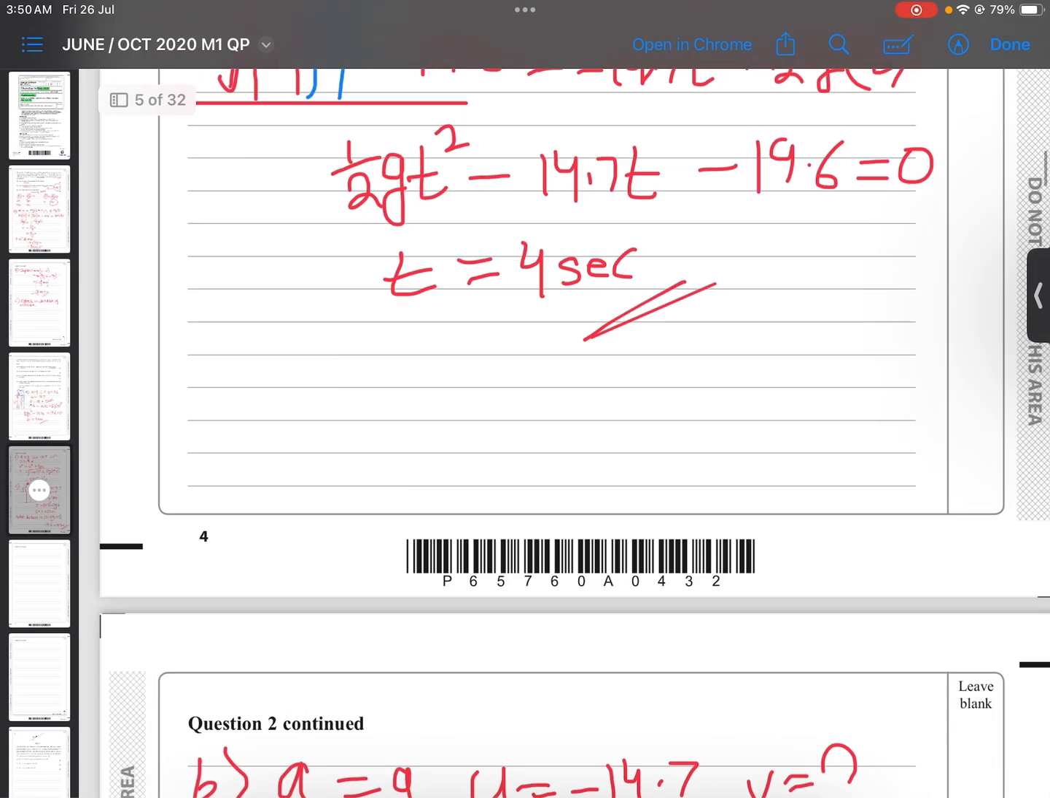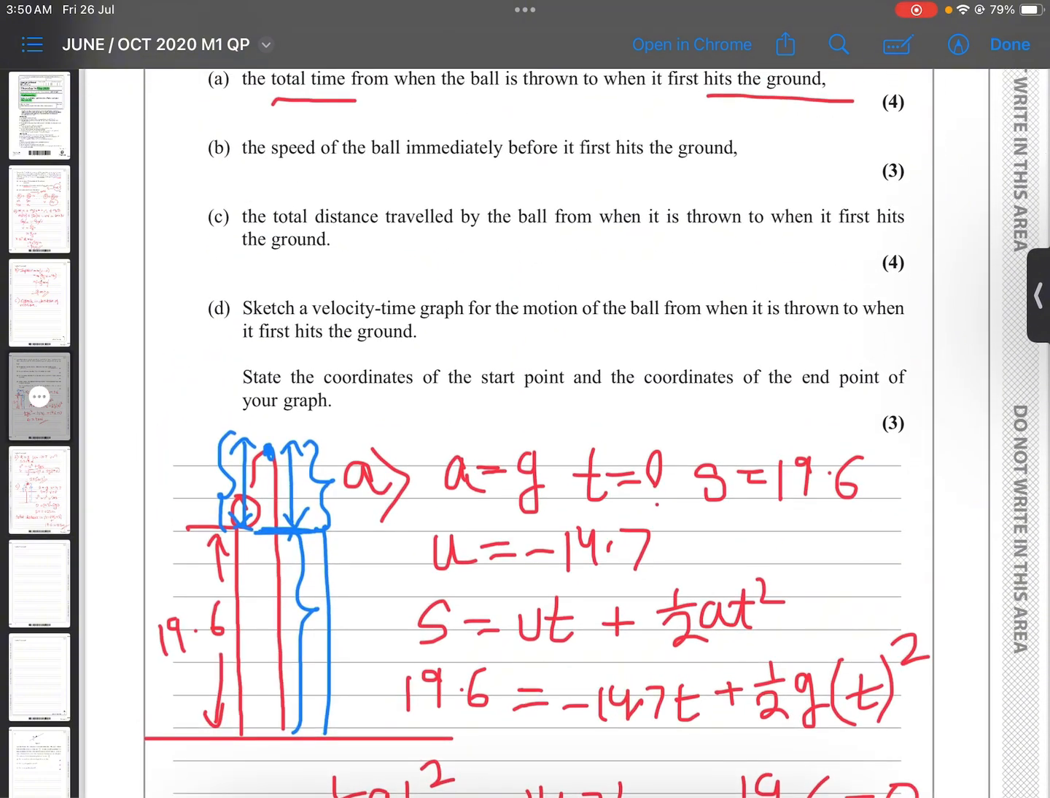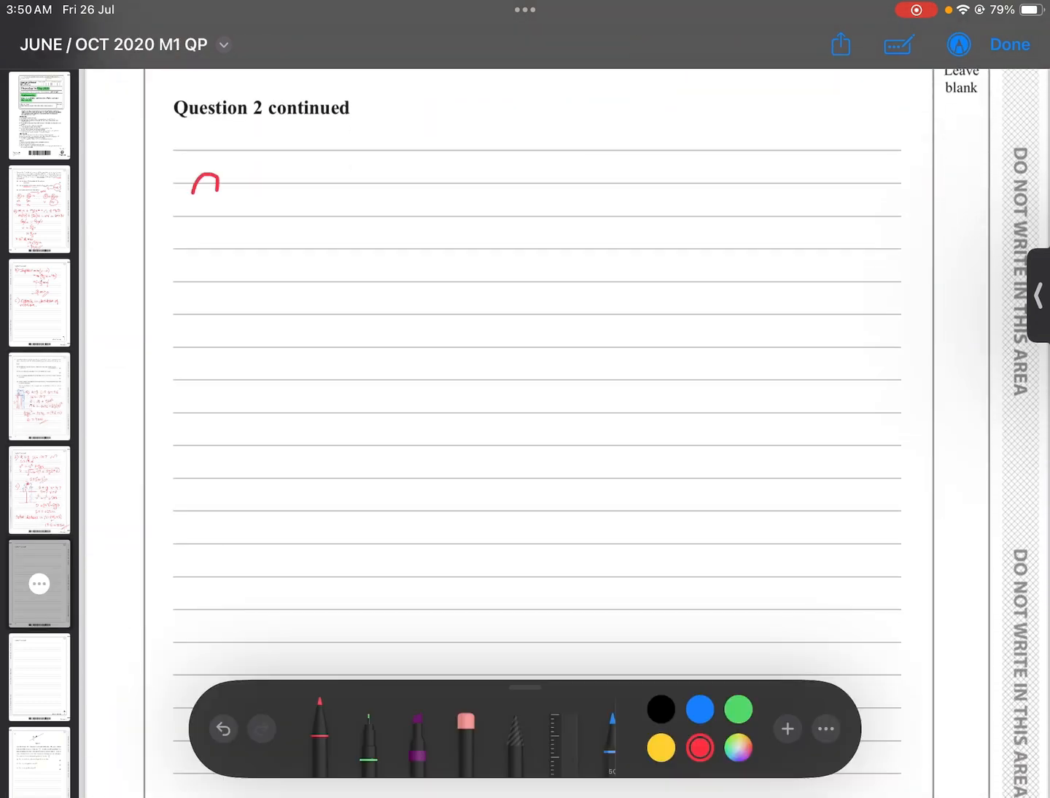Okay, and then part D states, sketch a velocity time graph for the motion of the ball from when it is thrown to when it first hits the ground. State the coordinates of the start point and the coordinates of the end point of your graph. Okay, velocity time graph. Part D. First, let's start by drawing a graph.